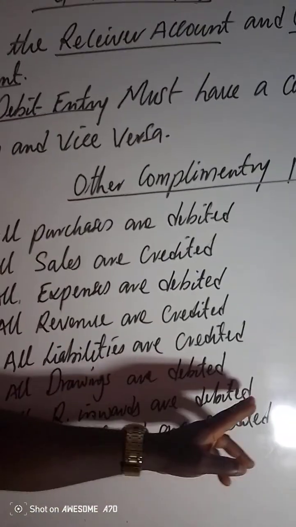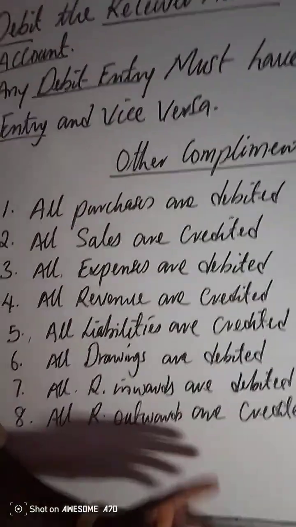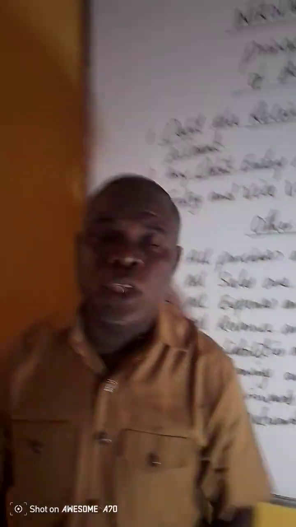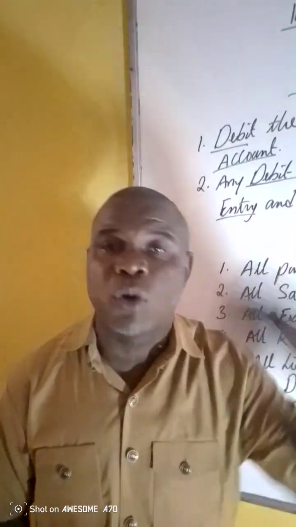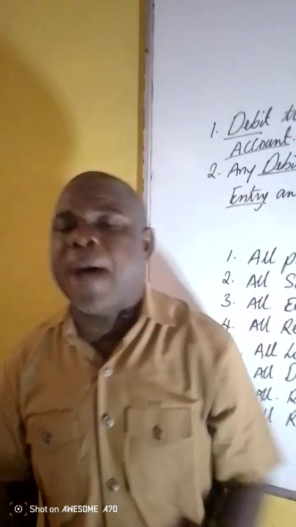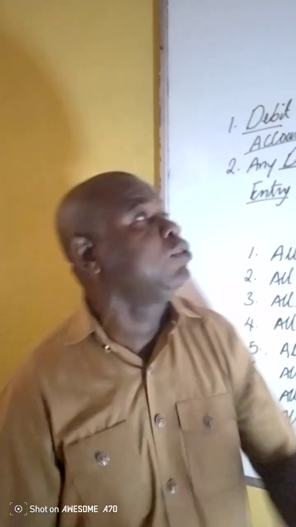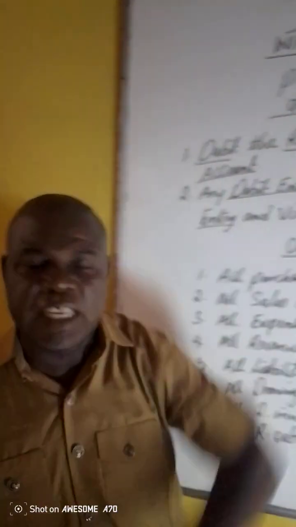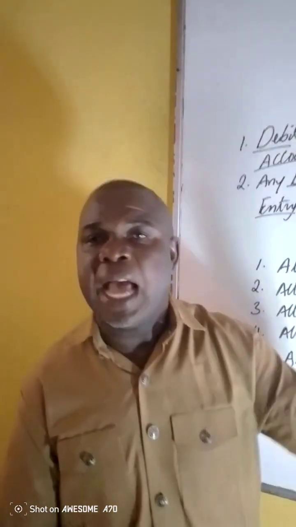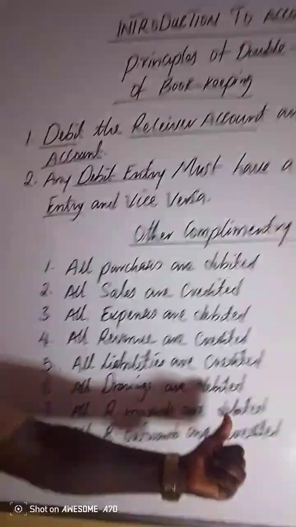The next one says all returns inward are debited. I mean to say, returns inward are the goods sold out to customers, and the customer decided to return them back. As the customer returns them, it means the business will receive them. Mind you, from the principle, all receivers are debited. So if goods are received back, that account will be debited. And that's why we now conclude that all returns inwards are debited.